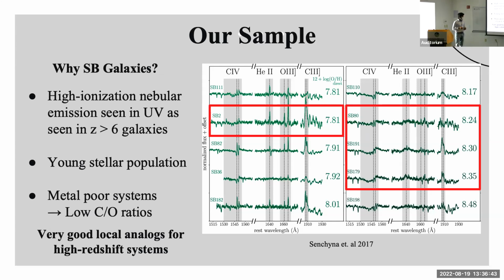Another criterion is the young stellar population. These galaxies have a very high star formation rate and they are relatively young, which is why we come to this third point, that they're metal poor and they have low C2 over O ratios. These 3 criteria make these 4 galaxies in general very good local analogs for high redshift systems.